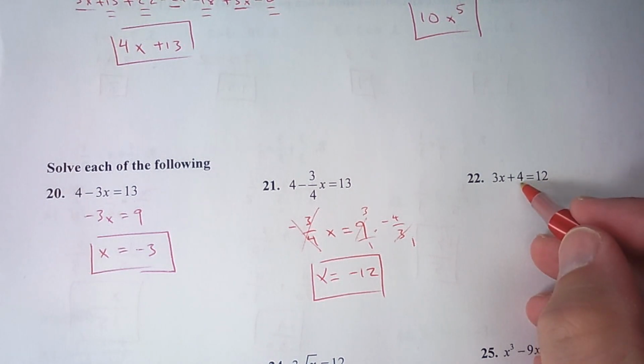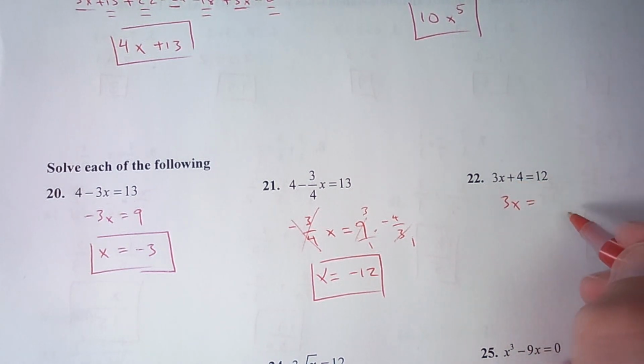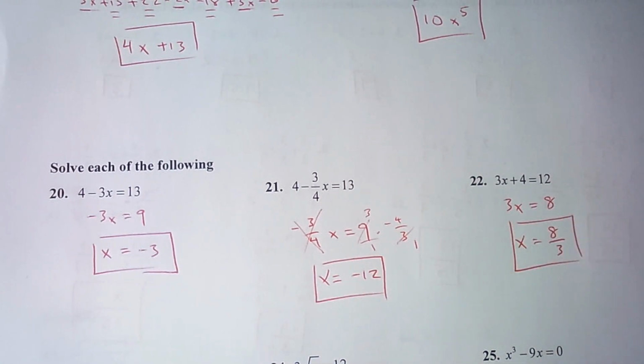Number 22, let's move that 4 to the other side. 3x equals 12 minus 4 is 8. And divide, x equals 8 over 3, and we're going to leave it just like that as an improper fraction.